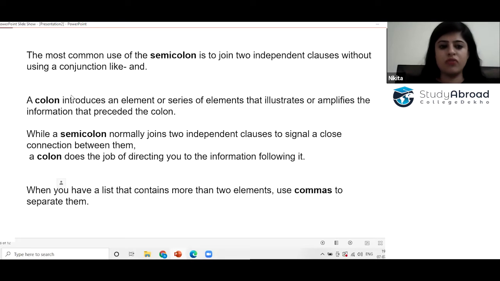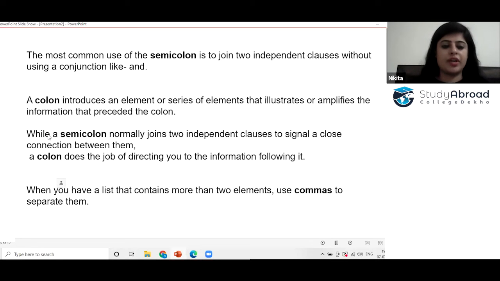Let's come to the concept of colon. A colon introduces an element or series of elements that illustrates or amplifies the information that precedes the colon. What it means is, when we are discussing a list, say I am writing down the grocery list and I say, okay, all the products that I want from the market are, then I put a colon and write down chocolate, bread, eggs, XYZ, anything. So before putting up a list or series of elements, in that sentence we use a colon.